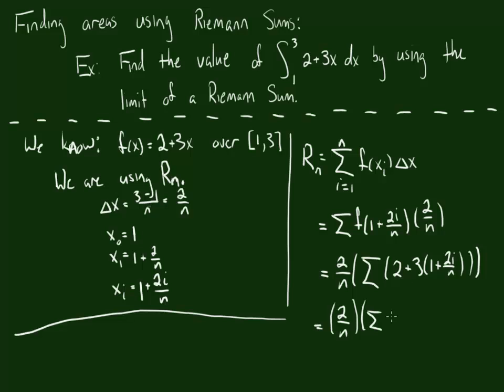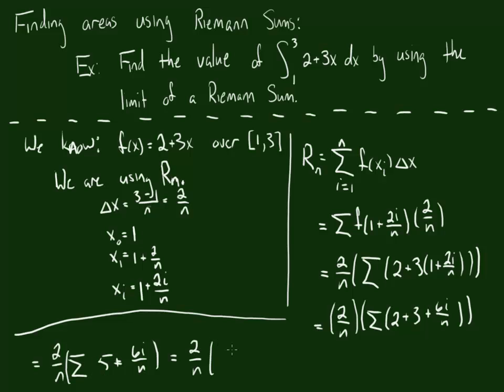This is going to be 2 plus 3 plus 6i all over n. And there we go. And so clean it up one last time. And this is going to be 5 plus 6i all over n. And there we are. So this is a good position to be in right now. Next up, we can take this sum and we can split it. And this works very nicely. It splits over the 5 and the 6i over n.